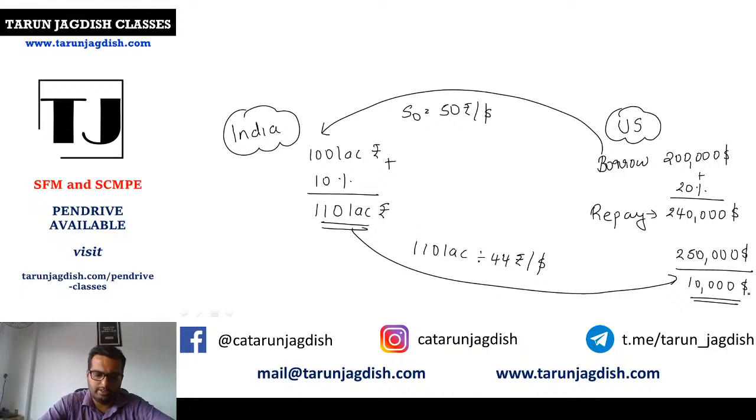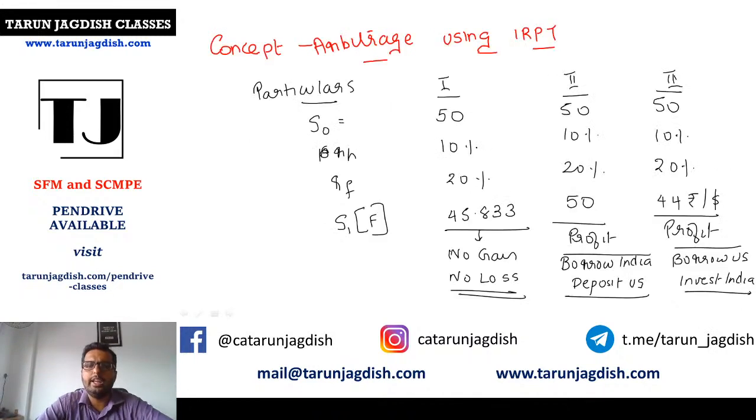Alright friends, have you done till here? Now I will tell you we got three answers. First one, no gain, no loss, keep it aside. Borrow India, deposit US; borrow US, invest India. Here we found out using common sense. In exam, common sense never works. So we have to put standardized steps to understand how to do it.